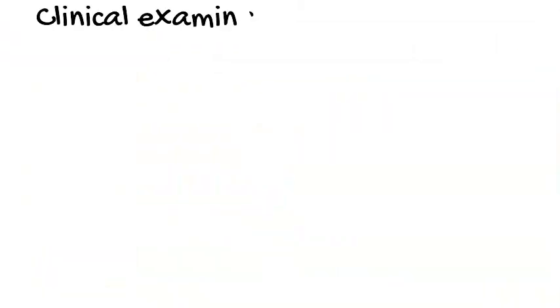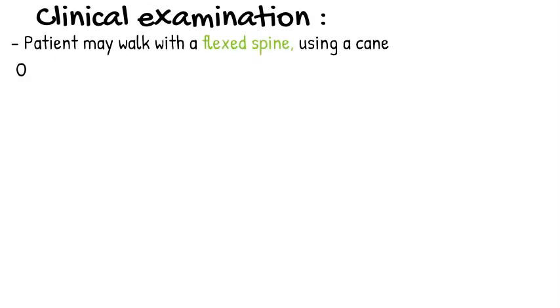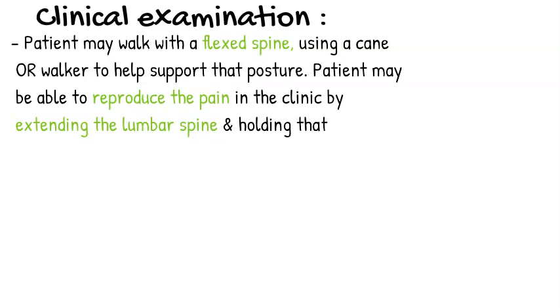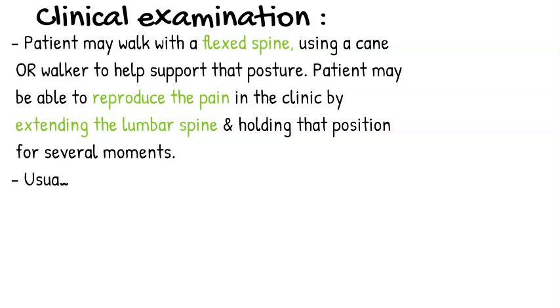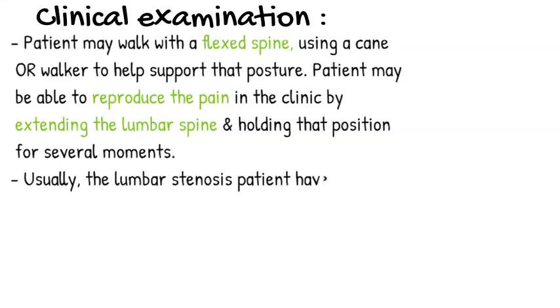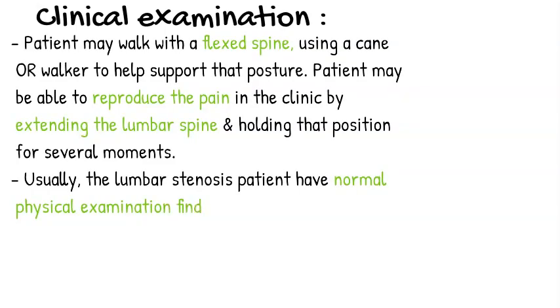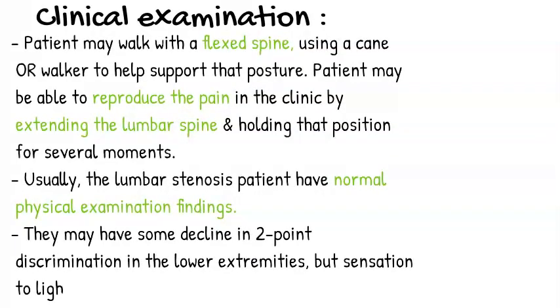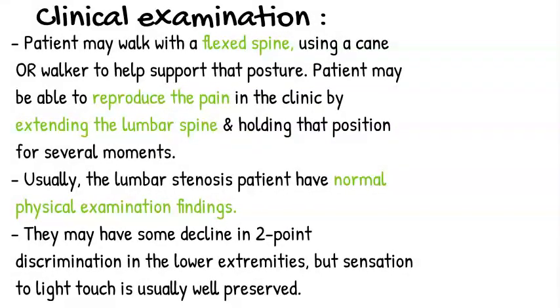Clinical examination. Patient may walk with a flat spine using a cane or walker to help support that posture. Patient may be able to reproduce the pain in the clinic by extending the lumbar spine and holding that position for several moments. Usually, the lumbar stenosis patient has normal physical examination findings. They may have some decline in two-point discrimination in the lower extremities, but sensation to light touch is usually well preserved.